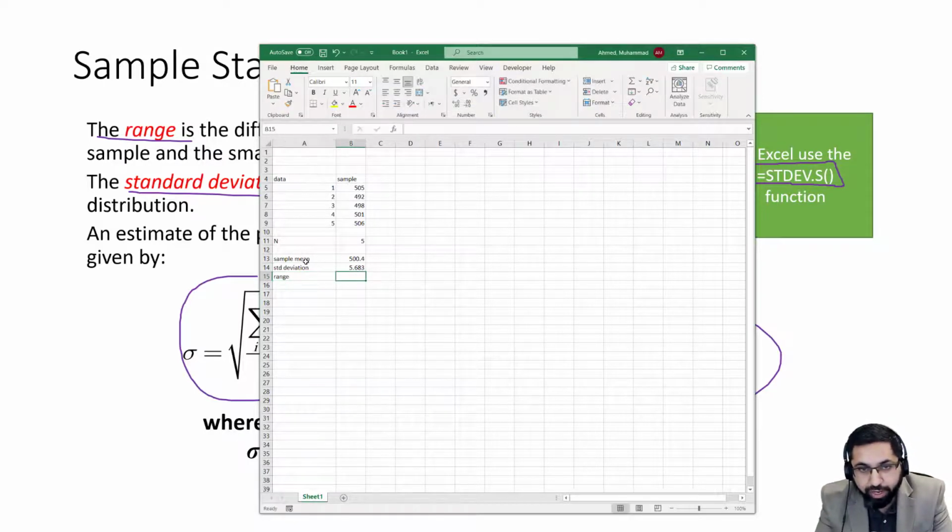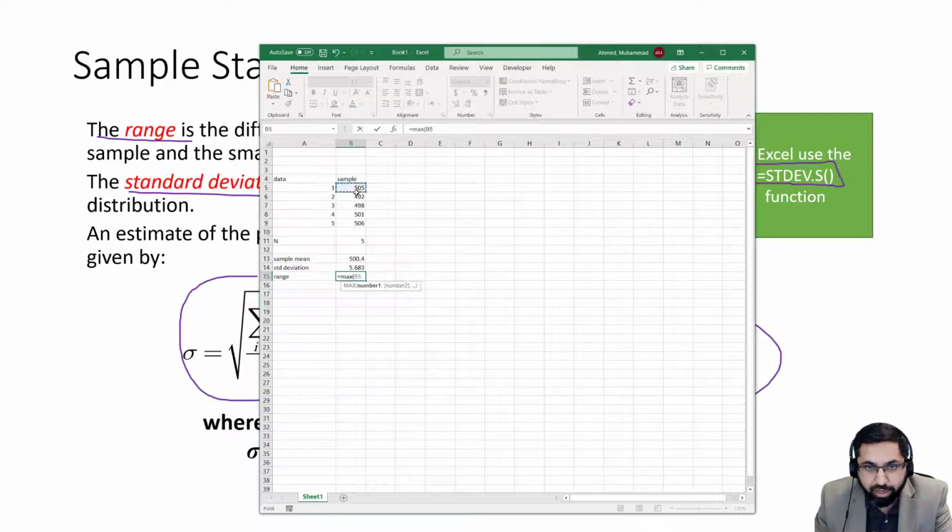And then you can find the range. Range is the maximum value minus the minimum value. So if you type equals max and you select these numbers, that's the maximum value, minus the minimum value, that is the range, which is 14. You can also do it manually. The maximum value is 506, and the minimum value is 492, right? So this minus this is going to give you 14, which is the range.